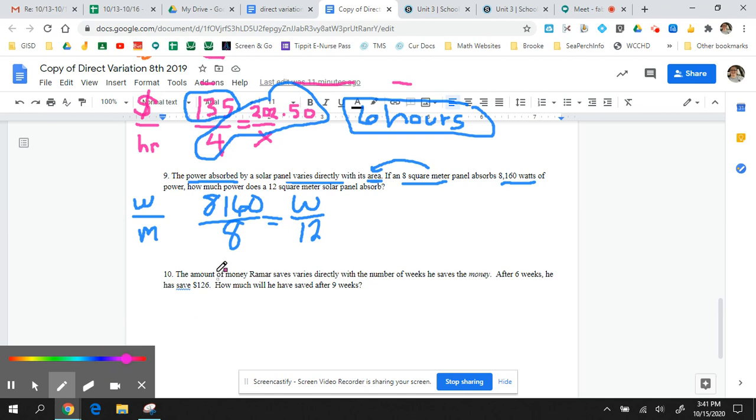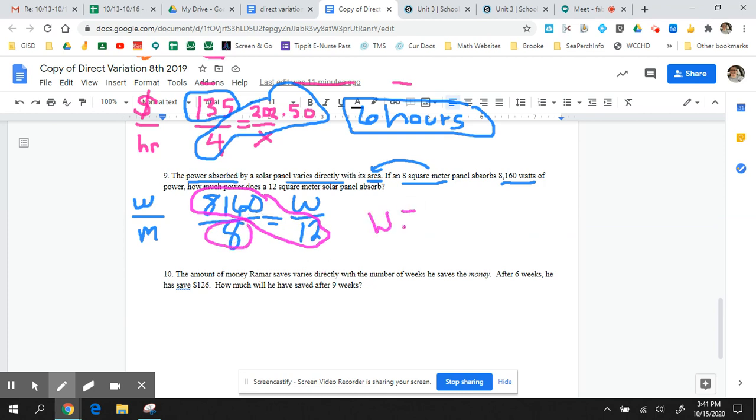So this is definitely going to be a much higher answer because we're multiplying 8,160 times 12. And you should get 97,920. Now take that, divide by 8. Because 8 is over here by itself, we're going to divide by it. So we have watts equals 12,240 for our answer.